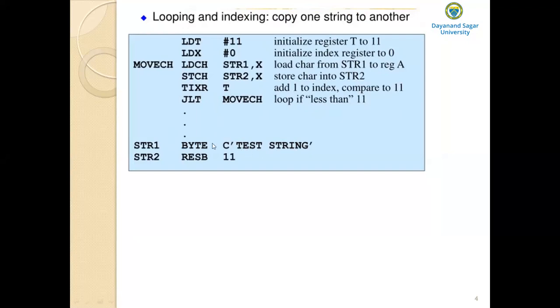Which is stored into the variable str1. So str1 is an 11-byte string, declared using the assembly directive BYTE. It is nothing but an 11-byte character constant. You have to copy this str1 into str2, so you have to reserve space for str2. How do you reserve space? Using the assembly directive RESB, reserve bytes. How many bytes? Since we are copying an 11-byte string, you have to reserve 11 bytes.